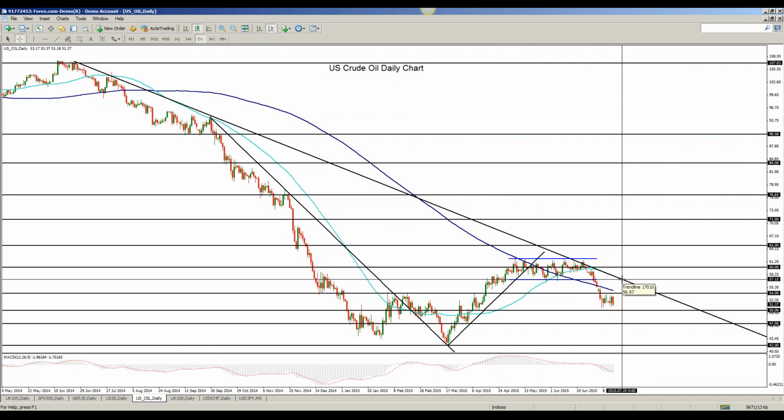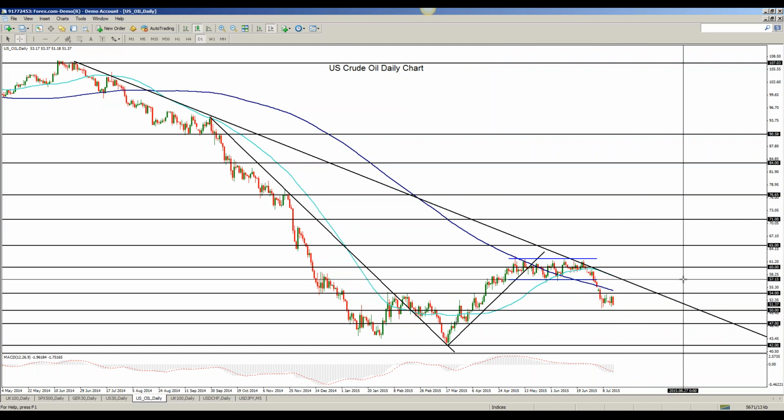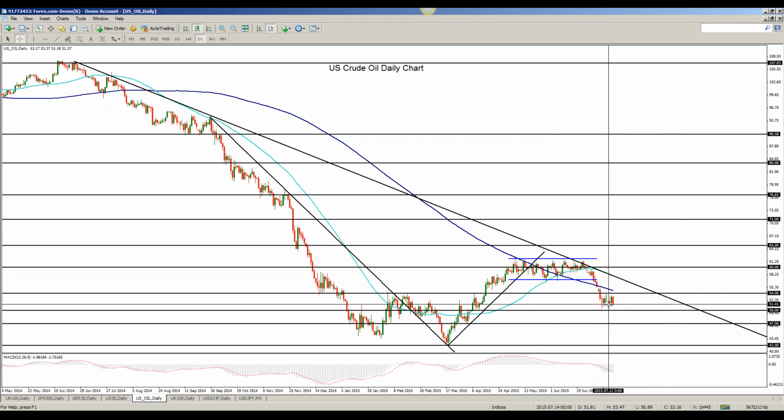Of course, we got this breakdown. This is U.S. crude oil, WTI, or West Texas Intermediate. But the chart looks similar on Brent, which is the UK benchmark. But anyway, we got this breakdown here, and now we're sort of in a flag pattern.